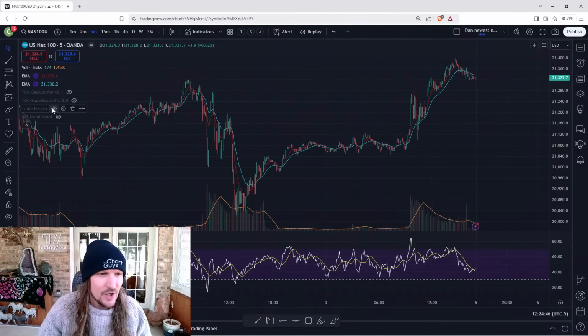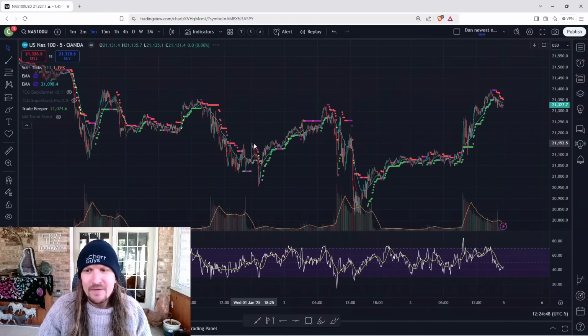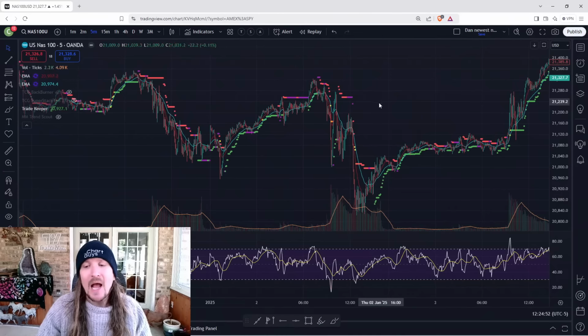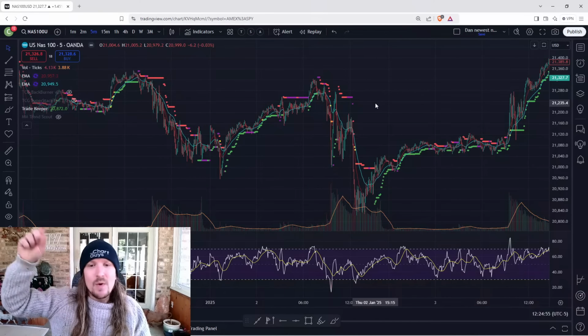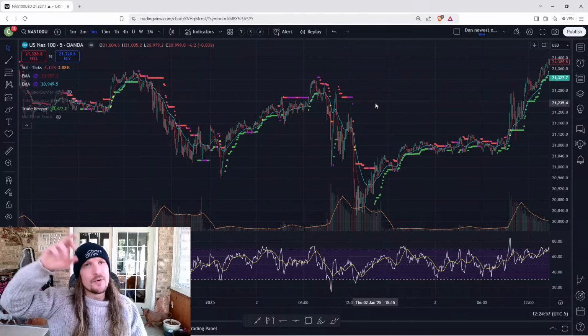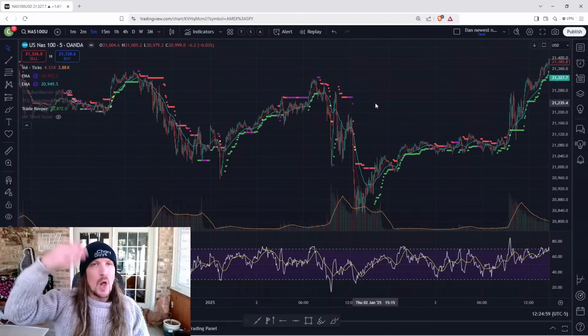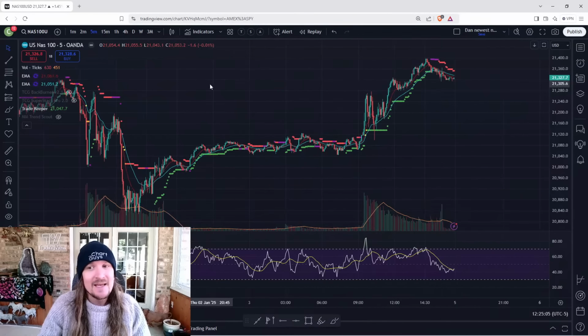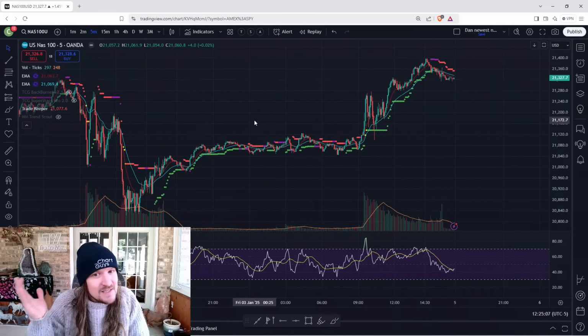NASDAQ, turn on the Trade Keeper. So we've got a bunch of dots. Now, the Trade Keeper indicator is not going to be helpful if you're in a choppy sideways market. If you're forming an equilibrium and chopping around, you're going to be getting long and short signals flipping back and forth. This is for trending markets to tell you essentially, hey, stay in. There's no reason to be selling yet.